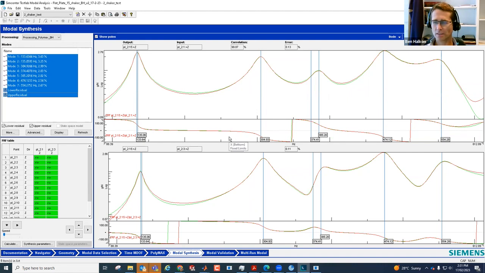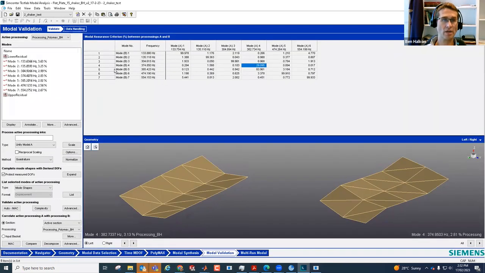That's modal synthesis. Let's have a quick look now also at modal validation, which is an equally important part. Here we've been looking at the FRFs, the raw data against the synthesized FRFs. Next, we should look at the mode shapes for the processing and compare and contrast then.